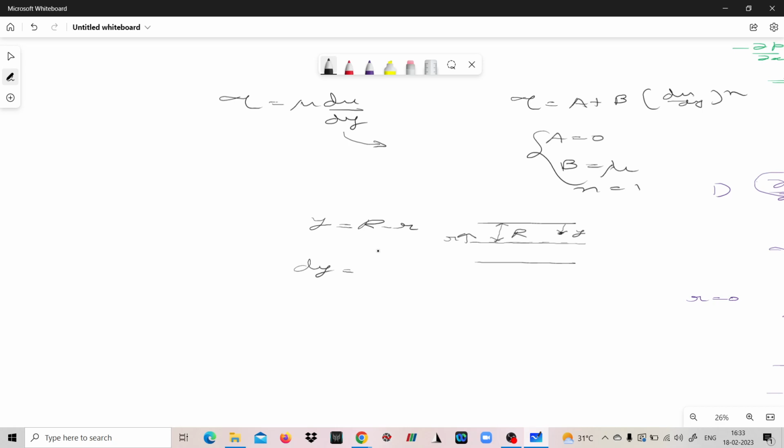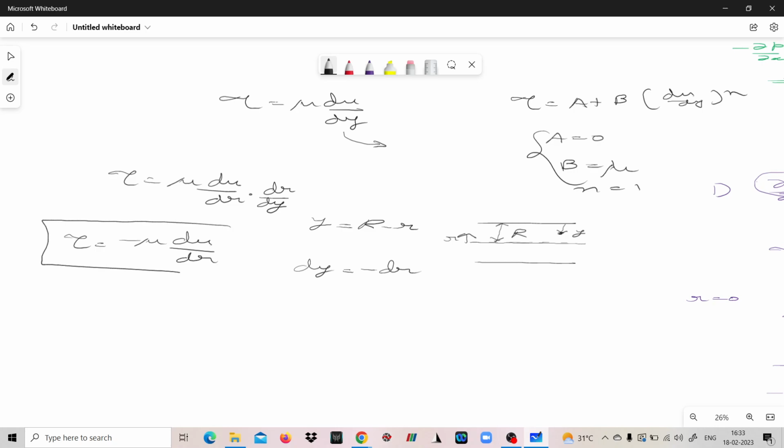Therefore dy will be minus dr, because R is a constant if we differentiate. In that case this tau can be written as mu du by, instead of dy, du by dr times dr by dy. Chain rule. So tau, what is dr by dy? Minus 1. So tau is minus mu du by dr. This is the shear stress.